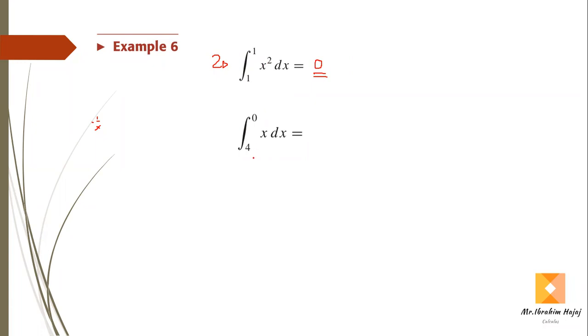From 4 to 0, we can write it as from 0 to 4 and change the sign. So it's x dx, and then continue from negative x squared over 2 and then substitute. Omit the 0, don't evaluate it since it's going to be 0 anyway. So negative 16 over 2, which is negative 8.